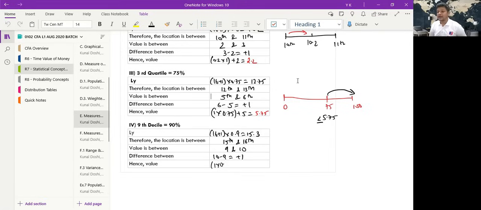So my conclusion will be, in this case, all those who have scored 9.3 or less than that are in the bottom 90%. Correct? 9.3 or less than that are in the bottom 90 percentile. Or I can say all those who have scored greater than 9.3 are in the top 10 percentile. Clear? Everyone?